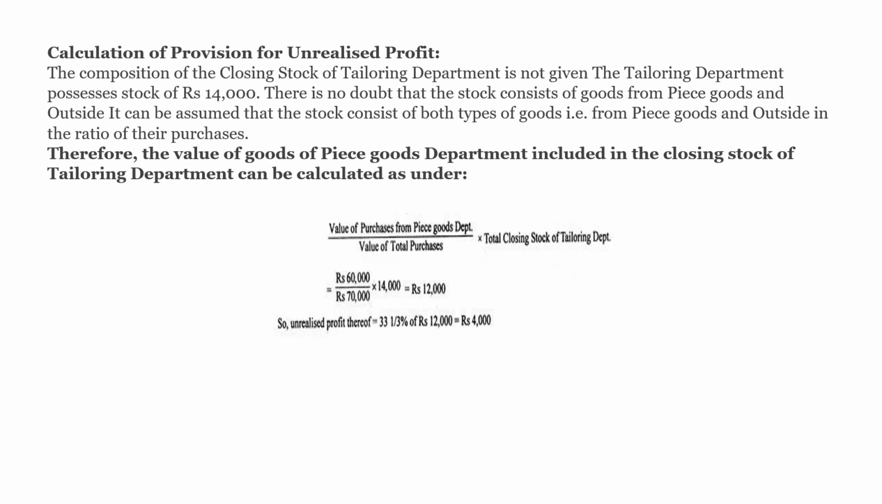So 12,000 is the closing stock which still remains unsold, and the profit has been earned upon it, but that is not earned as a whole or as a firm. That has not been earned from the market. So unrealized profit is 1 upon 3 of 12,000, that is 4,000. Is it clear? Yes.